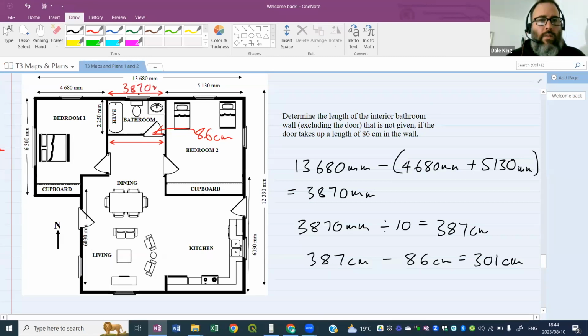3,870 in the middle. All right, then we said take that 3,870, but we first convert it down to centimeters because I said I wanted this in centimeters. So we divide by 10, we get 387 centimeters. Then we have to remove the door because the question says to determine the length of the interior bathroom wall, excluding the door. So that's why we minus the door. And that gives us an answer of 301.